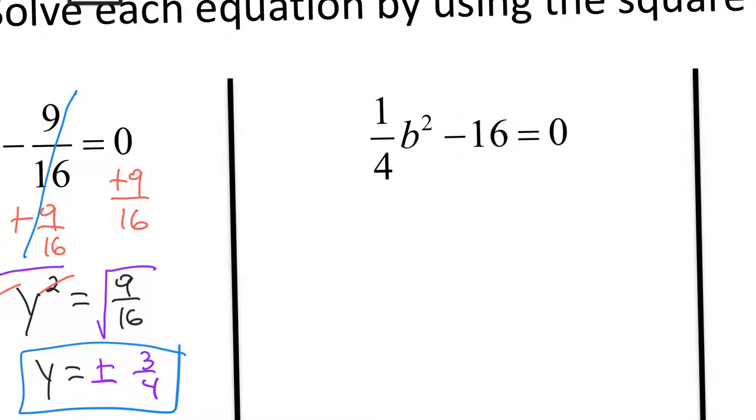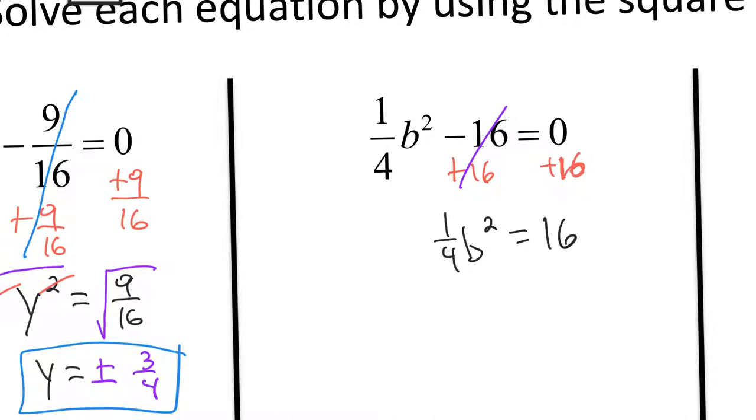So let's get rid of the 16 first. You always start with the constant. I'm going to add 16 to both sides here, so this is going to go away. We have 1 over 4 b squared equals, and this is supposed to be a 16. It looks like a 0, so there's the 16. 0 plus 16 will be 16.